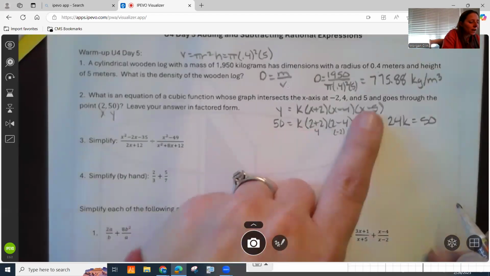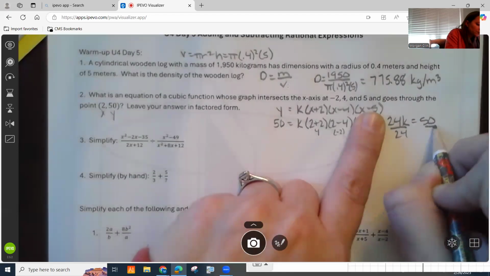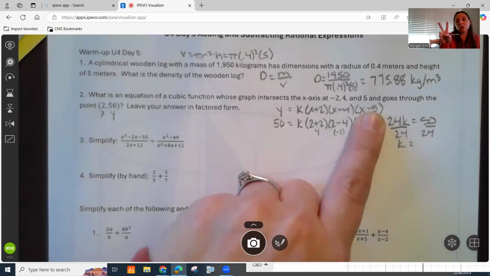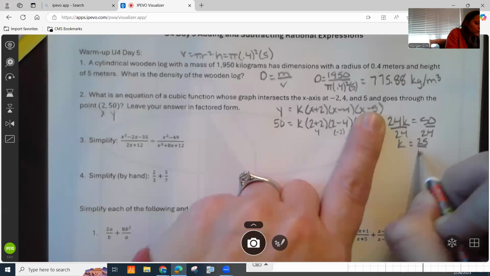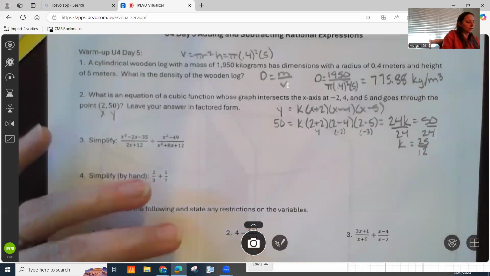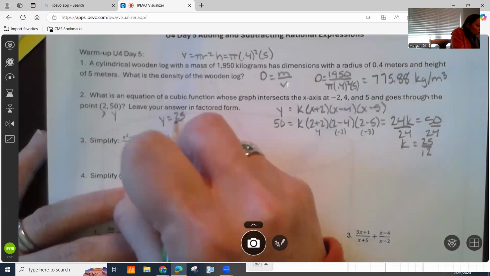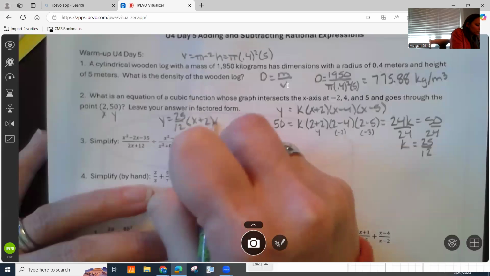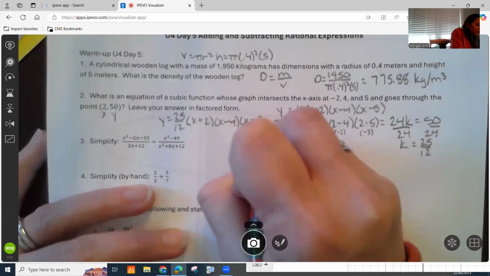Well, how do we solve for k when I'm looking at something like this? Well, I divide by 24. Well, what comes out of both 50 and 24? Well, you could take a 2 out. 2 goes into 50 25 times. 2 goes into 24 12 times. Nothing else goes in there. So the equation is y equals 25 over 12, and we're going to just leave it in factored form like it asks us to. So here can be our equation.